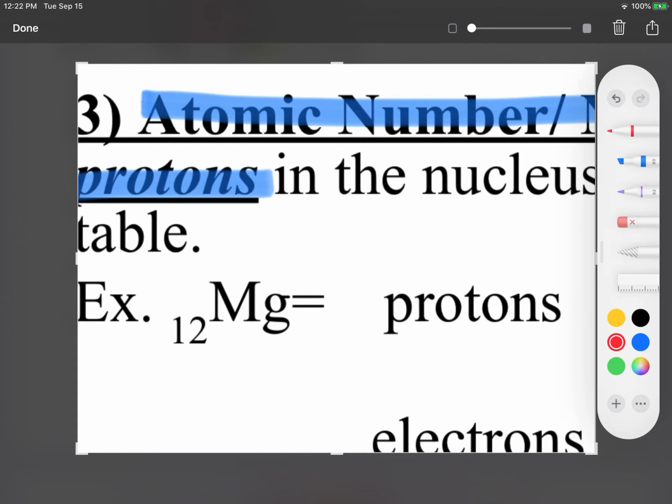If you want to find the mass, you go to your periodic table. The mass of Mg says 24.305. Now, all you need to do is simply round off 24.305. So if you round off 24.305 to the nearest whole number, that will be 24. Okay? Again, you need to look that up yourself.